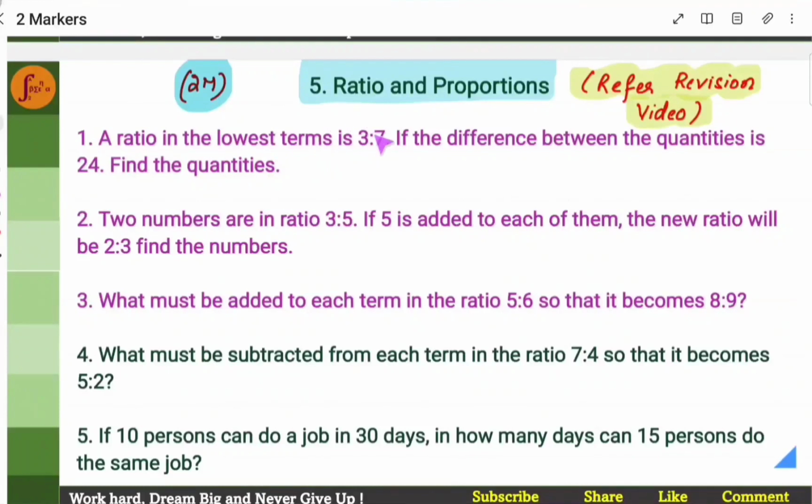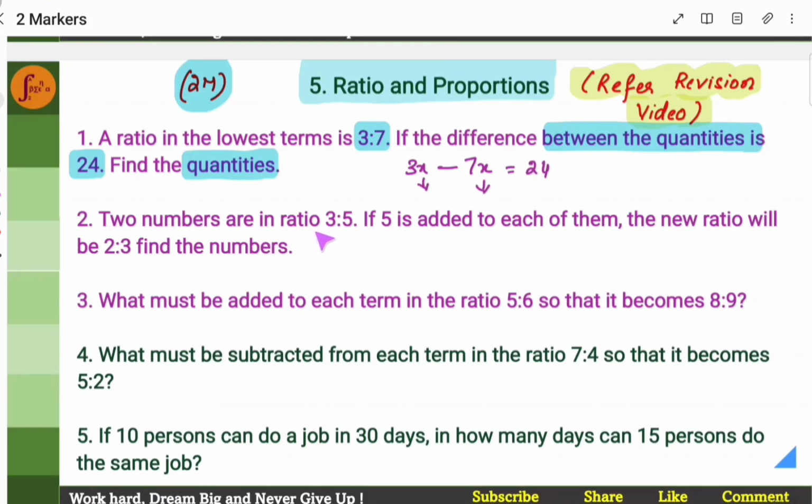Ratio is given in the lowest terms, that is the simplest or smallest value. If the difference between the quantities is 24, find the quantities. Quantities is numbers. So you assume that you have two numbers, right? You have two numbers, 3x and 7x, right? And the difference between them is 24. Then you need to find these numbers.